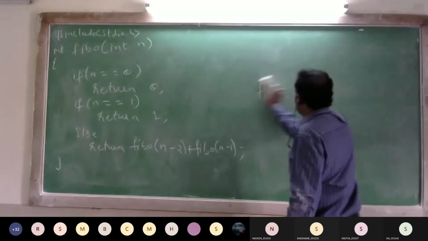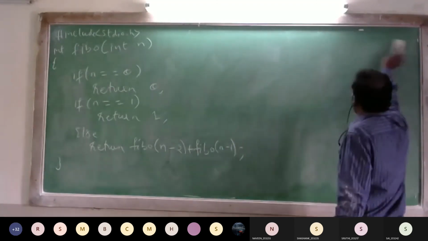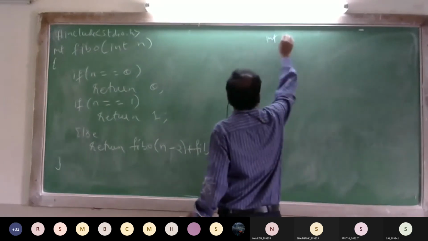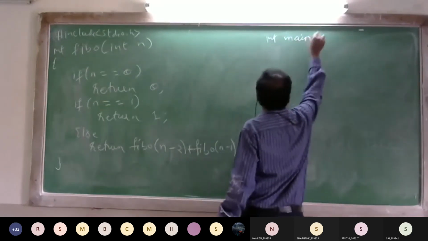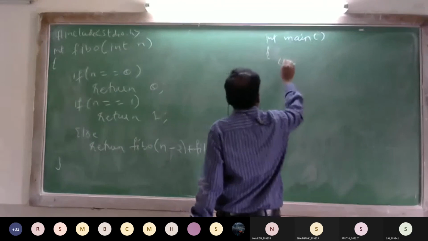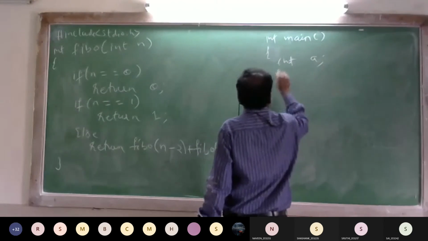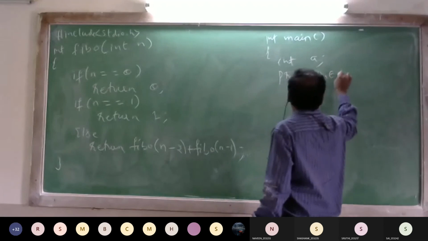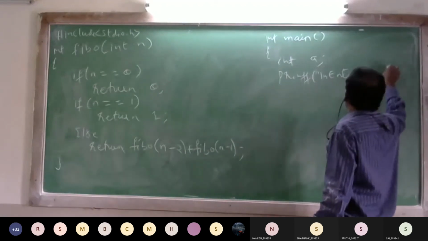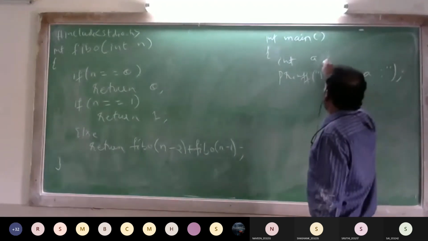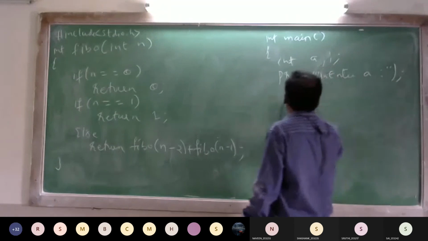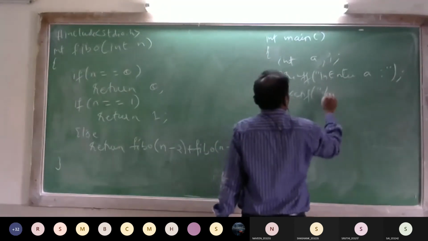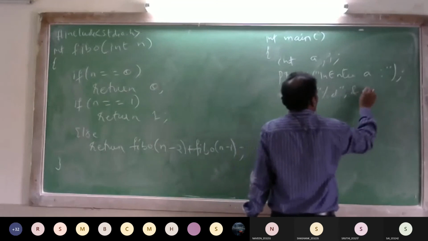Now I will write the main function. In main, int a, printf enter a value. I take one more variable i. So here is the value of i. scanf percentage d comma address of a.